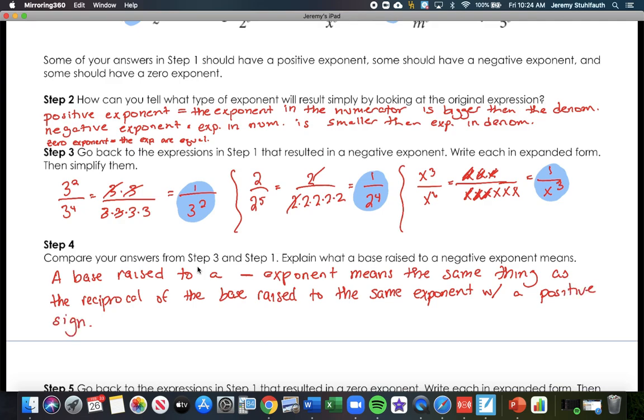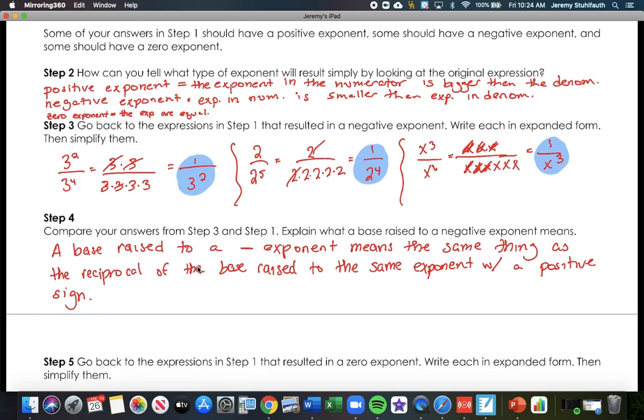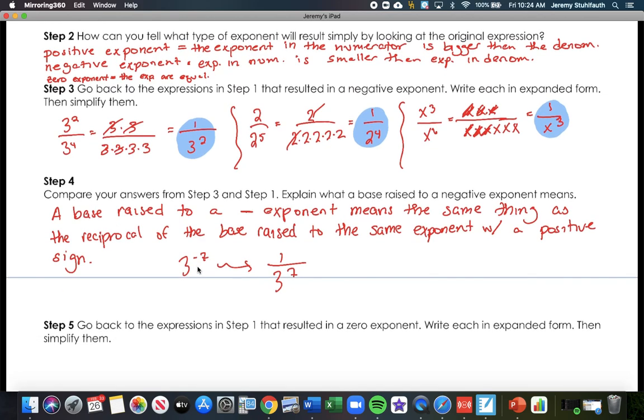Okay, so for example, if I had 3 to the negative 7th power, that would be equivalent to the reciprocal of the base, which would be 1 over 3, to the positive 7th power. You could also take it the other way. What if you had 1 over 5 to the negative 4th power? Then the reciprocal of that would be 5 to the 4th power over 1, or just 5 to the 4th power.